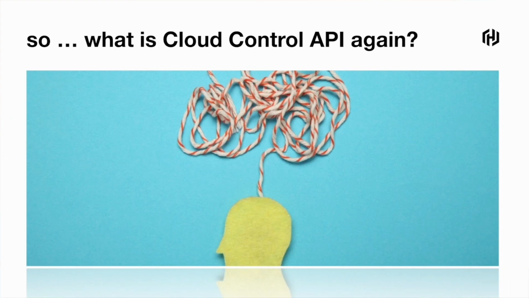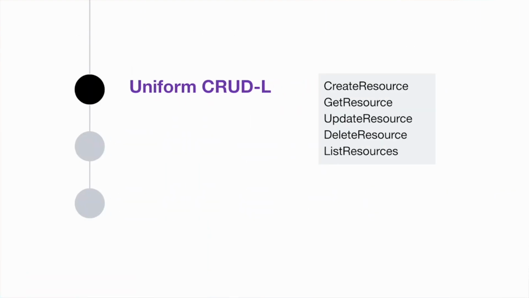So, great stuff, sounds very promising. But again, what is Cloud Control API? You might ask. Okay, in the next couple of slides, I'll try to explain what Cloud Control API is without saying Cloud Control API. So first, imagine you just need to remember create, get, update, delete, and list.